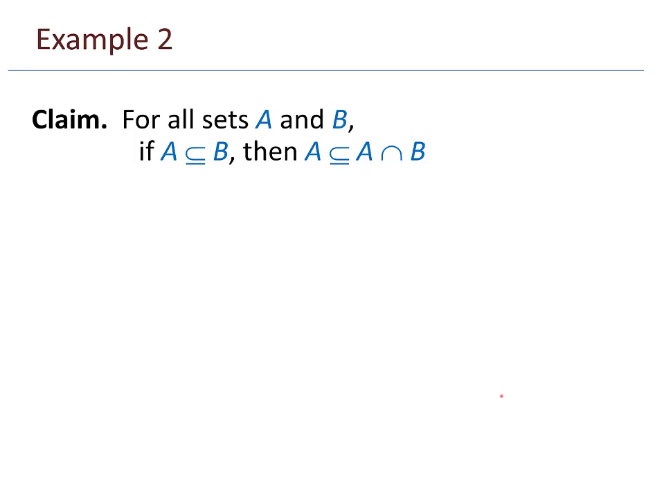Example 2. Claim. For all sets A and B, if A is contained in B, then A is contained in A intersect B. One thing that's a little bit different about this claim is that it has a little extra hypothesis. Again, let's look at the Venn diagram and see if it makes sense. So if A is contained in B, here's A, there's B, then A is contained in A intersect B. Well, it seems as though A intersect B would just have to be A itself. But at any rate, it seems true.